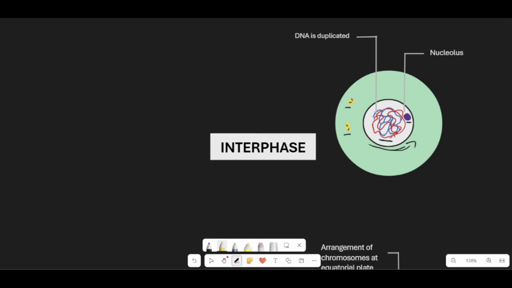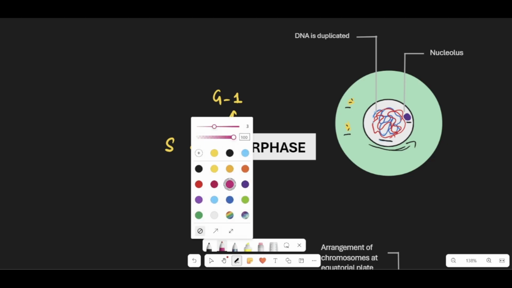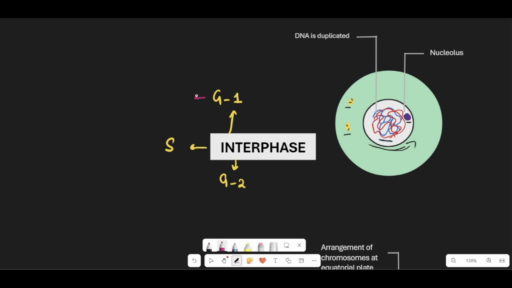Interphase further comprises three main stages. One is G1 stage, the second one is S stage, and the third one is termed as G2 stage. Let's discuss what happens during these stages. In the G1 stage, the cell actually grows. So growth of the cell occurs and the cell size increases. The second thing is that the essential proteins which are required for the upcoming divisional process of the mitosis are synthesized. So essential proteins are also synthesized during the G1 stage of interphase.